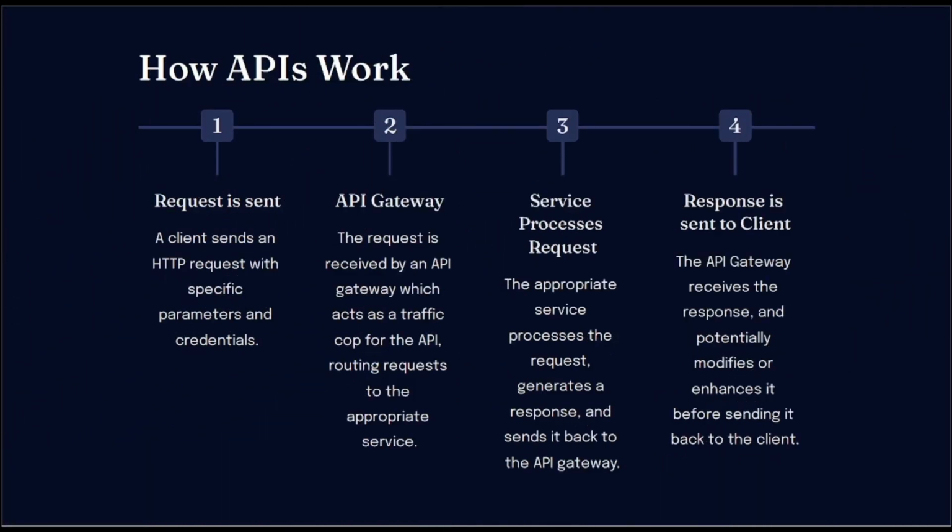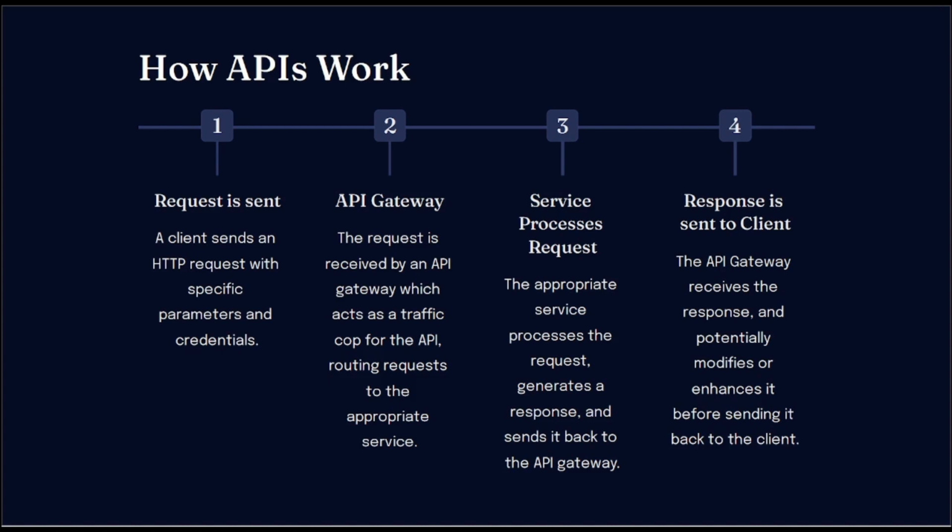How APIs work? In the first step, a request is sent. The client sends an HTTP request with specific parameters and credentials. The request is received by an API gateway, which acts as a traffic cop for the API, routing requests to the appropriate service.